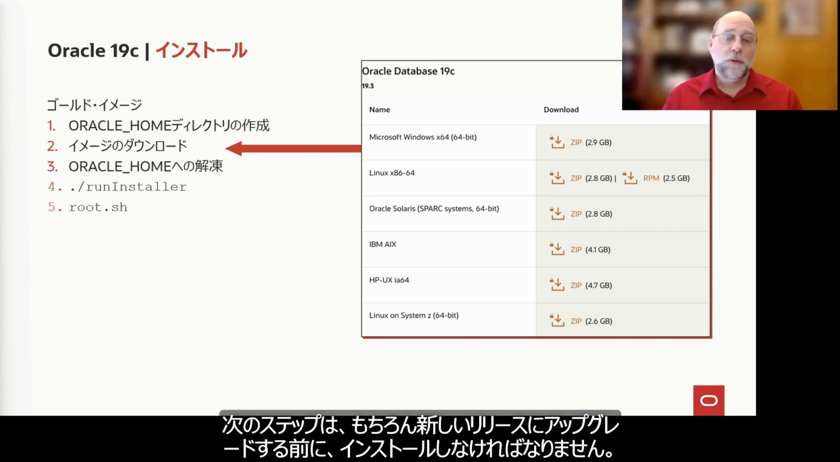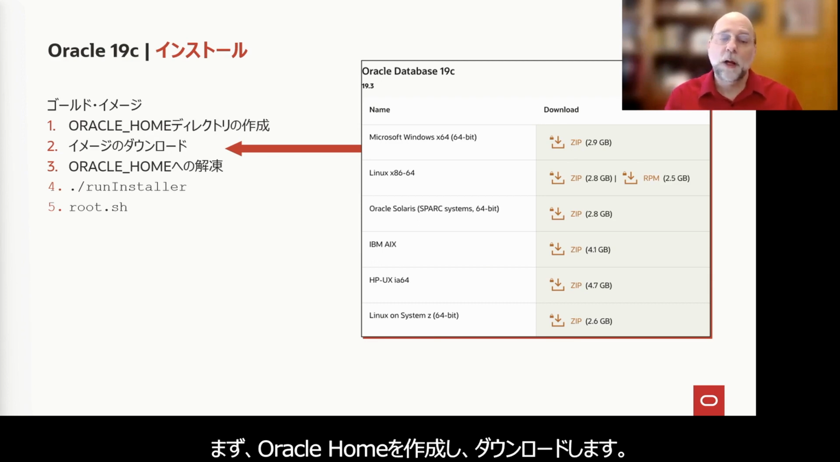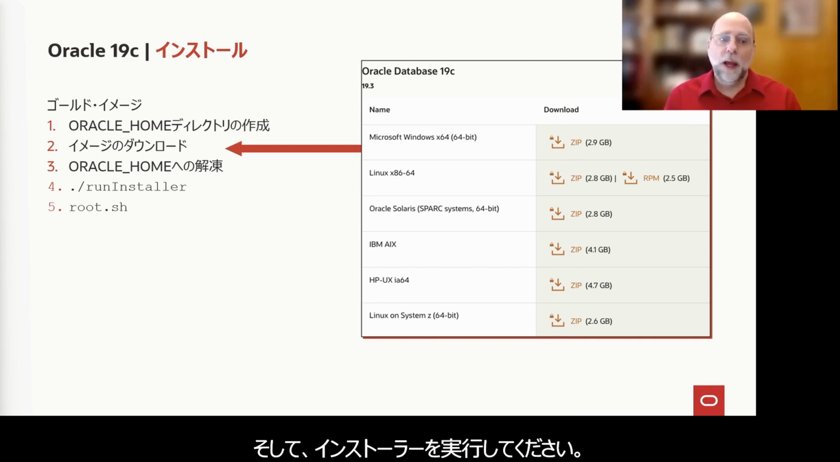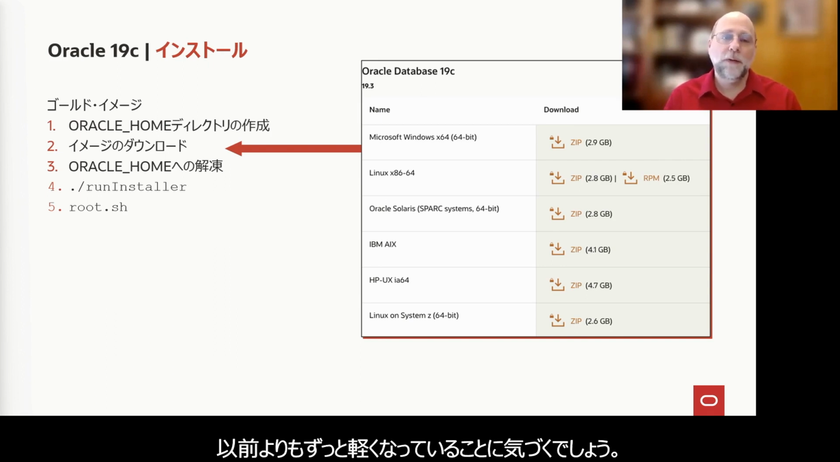The next step, of course, before you upgrade to a new release, you have to install it. And there are just a few steps to installing Oracle Database now. Create the Oracle home, download it. If you download, you're going to mostly find that it's a zip file right now, and then run the installer. What you're going to find if you have not upgraded to a relatively recent version of Oracle Database is that the installer is a much lighter weight activity than it used to be.